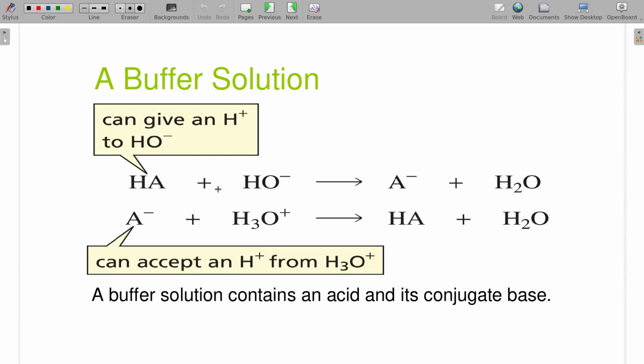But these two, the A's in this case, had to be the exact same thing. So you could have a relationship with acetic acid and acetate, but you had to have 2 compounds that were related on that A minus aspect, or the A part of it.